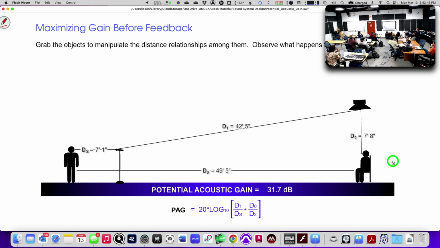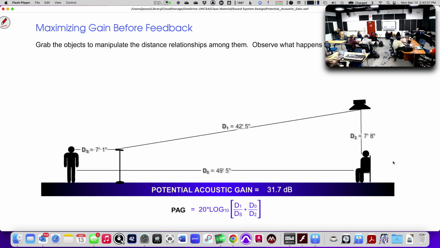What if I bring it all the way over here and put it right over their head? Okay, I have 31, almost 32 dB of gain. That's pretty good, right? We could do that. I think that's the perfect place. That'd be awesome, right? If we could put a loudspeaker right in front of everyone, one for every seat. That'd be awesome. Like, what could we do with that?